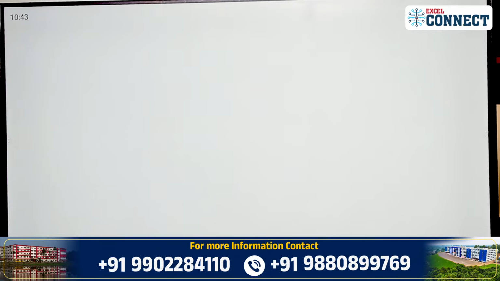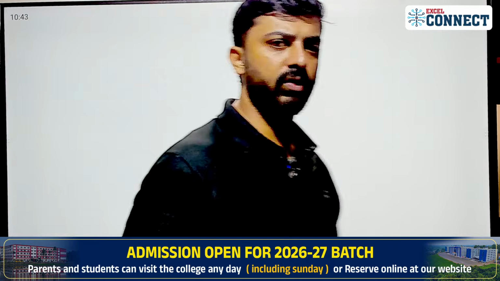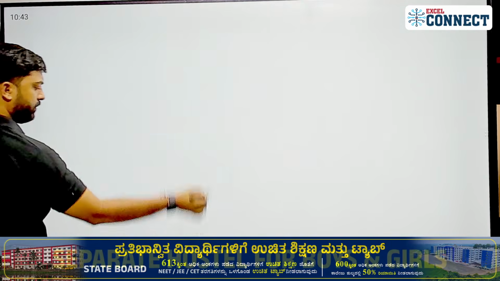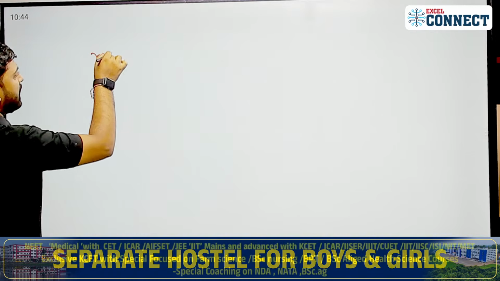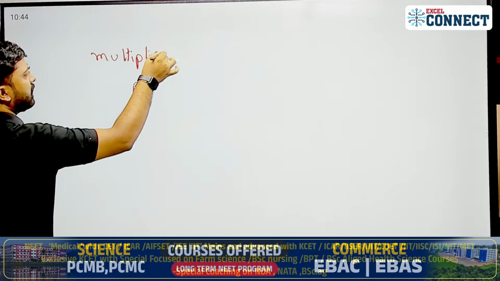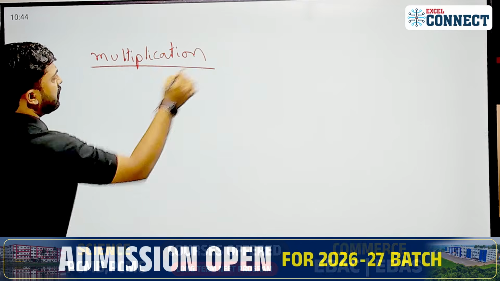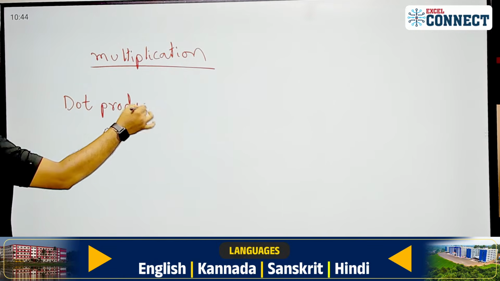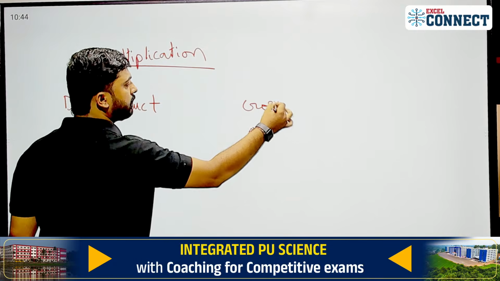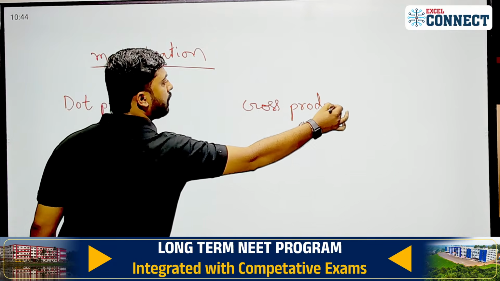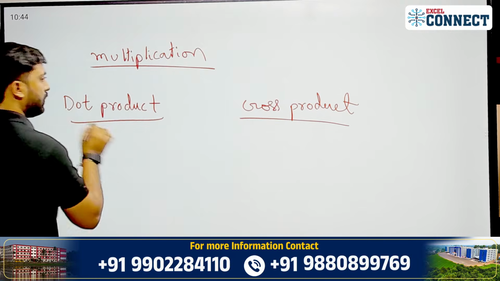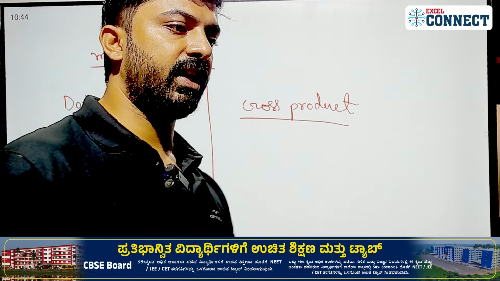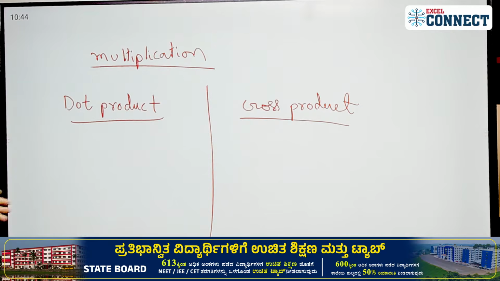Now, we added two vectors by using triangle law and parallelogram law. Now, for multiplication, there are two methods. One is dot product and another is cross product. Multiplication of vectors can be done in two ways. Either we can get the dot product of it or it is cross product.